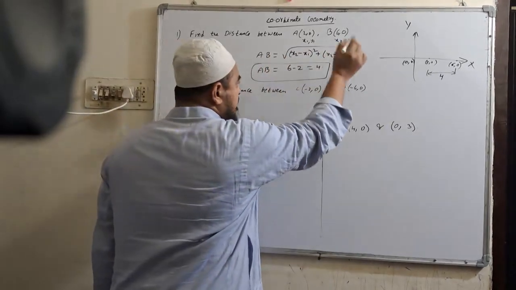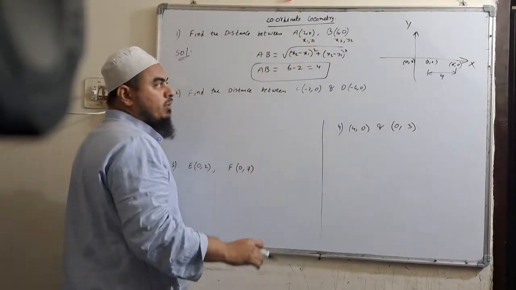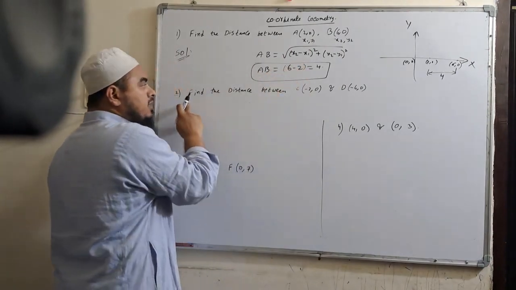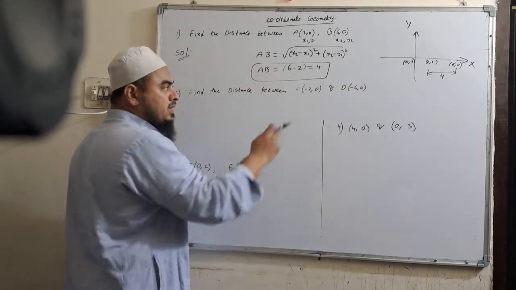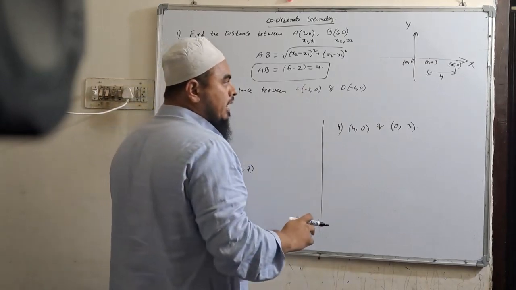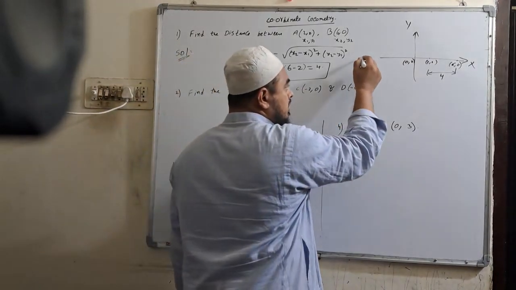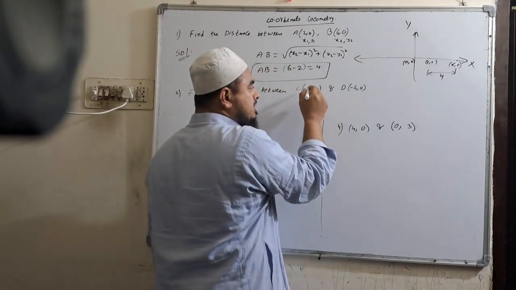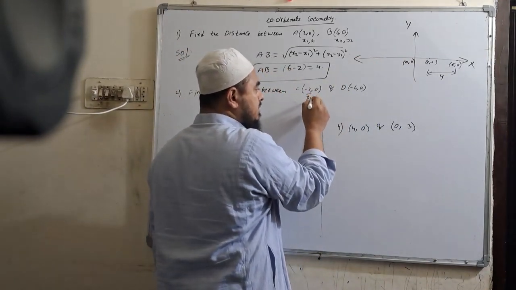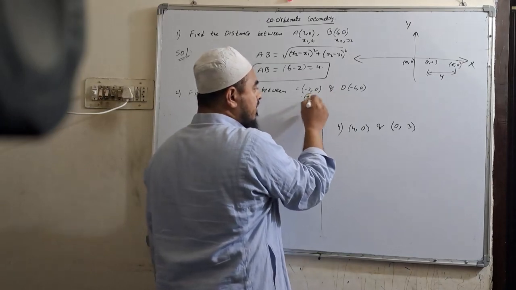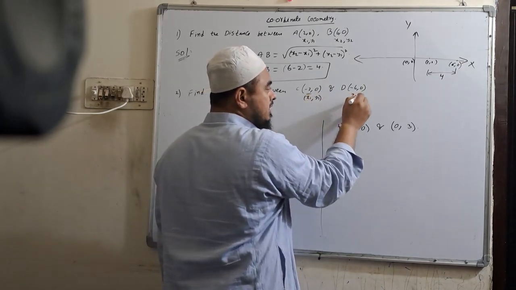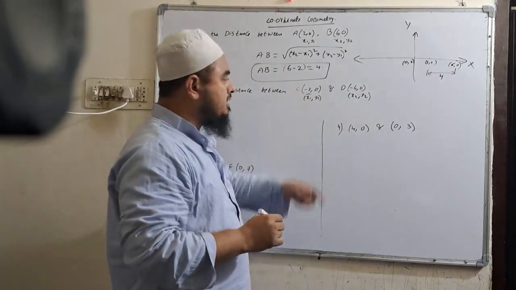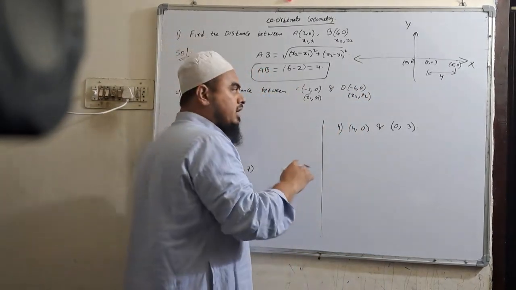No need to use this formula for this type of problems. Okay, which they ask for 1 mark. Next, find the distance between C, it is minus 2, 0 and D is minus 6, 0. Since the x coordinates are negative, this is minus 2, which we can take as x1, and here it is y1 for this problem, and this is x2 and y2. x2 is minus 6 and x1 is minus 2, both are negative.